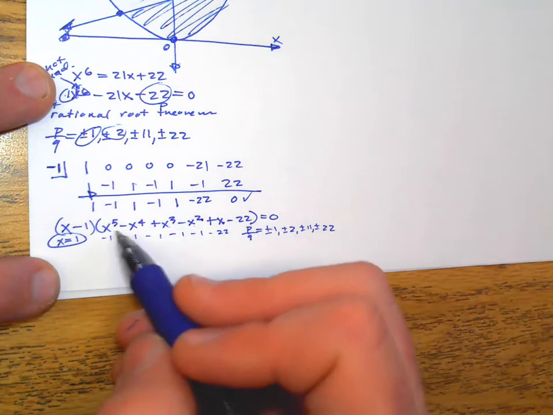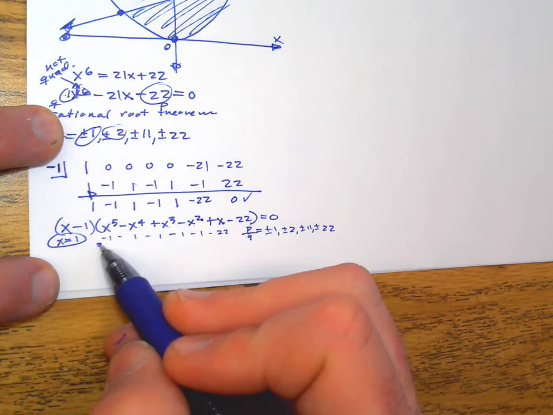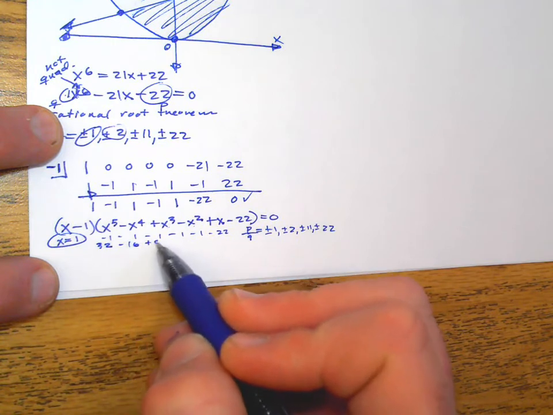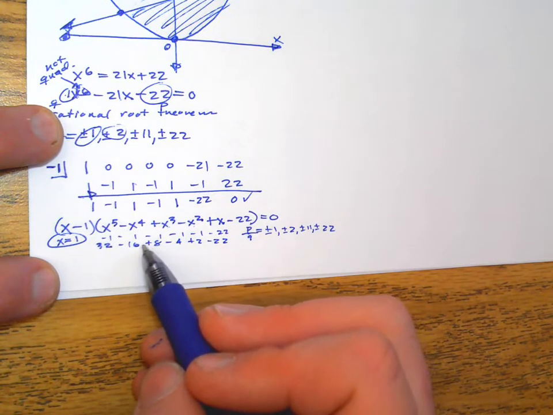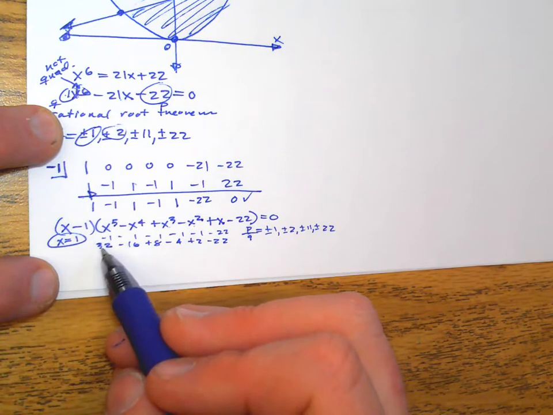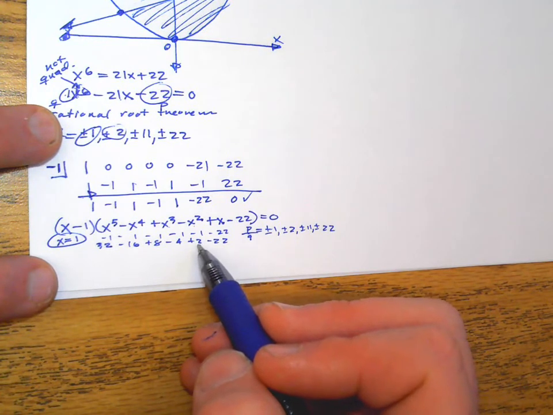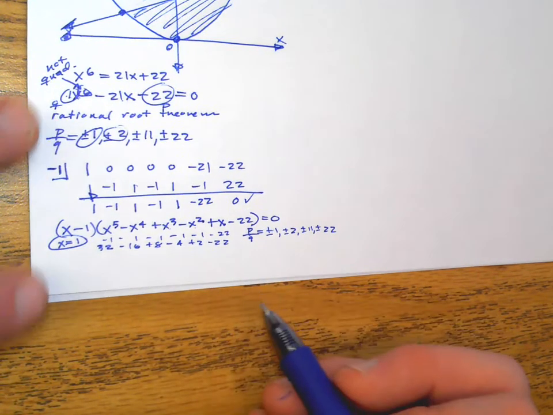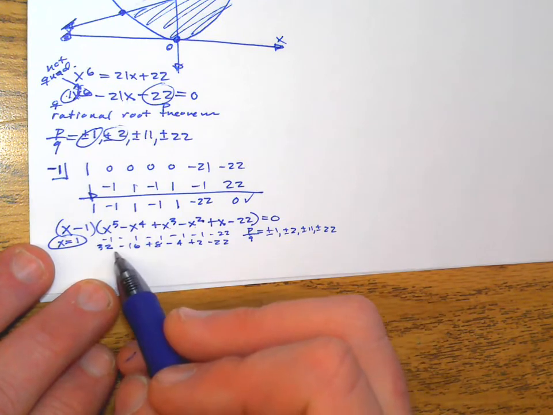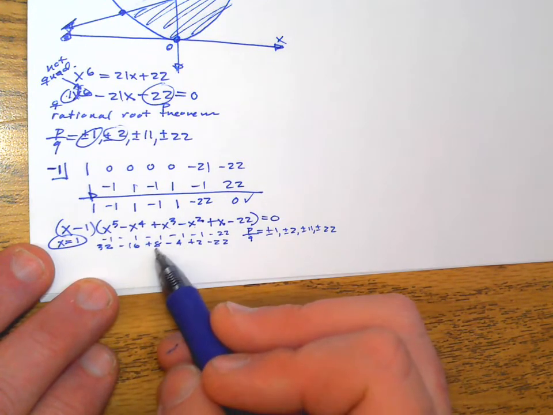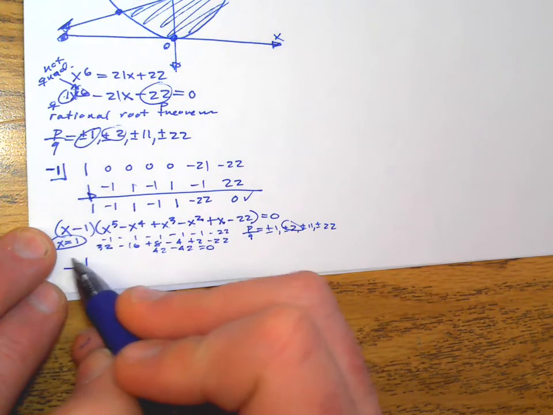Positive 2, it's easier actually, I think, on the original one to figure it out, but positive 2 would be 32 minus 16 plus 8 minus 4 plus 2 minus 22. And so this is going to be 40... 42, minus, oh wait, I've got to do this math right. Okay. 40, 42, no, that's going to be 20, that's going to be minus 42. So that one's going to be 0. So positive 2 works. So then we can do another synthetic division.